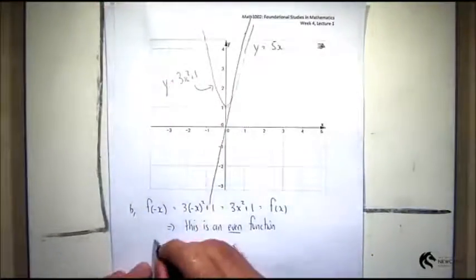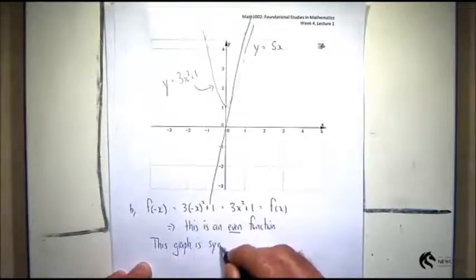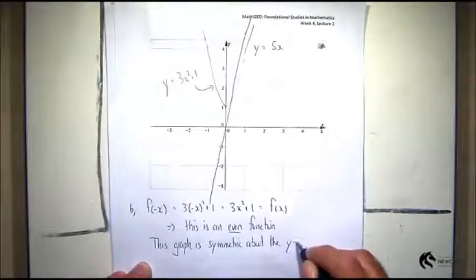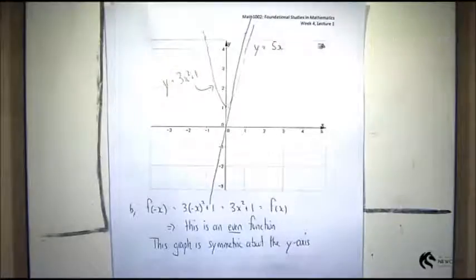So this graph is symmetric about the y-axis. And it's those two properties that we're actually interested in, being symmetric about the origin, being symmetric about the even axis, the y-axis I should say.